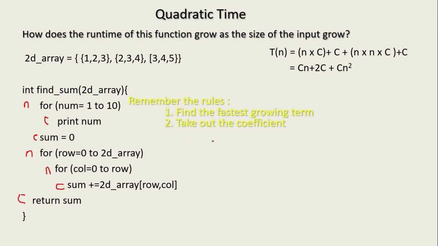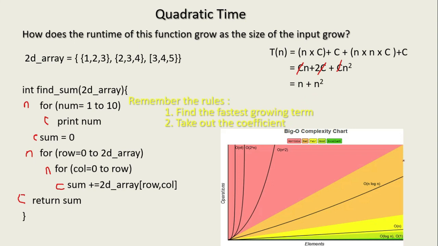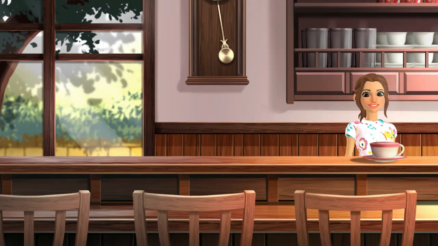Again, we have to pay attention to the rules. You have to find the fastest growing term as well as take out the coefficient. We can take out the coefficient. Yeah, we have the coefficient here. This is constant. This is coefficient. We take it out. And then this one is also a coefficient. We only have n plus n squared. Now, pay attention to the first rule. Find the fastest growing term. We understand from the chart here that n compared to n squared, the fastest growing term is n squared. So we will just use n squared. So from this, we can put the n squared inside the O. So it's quadratic time.